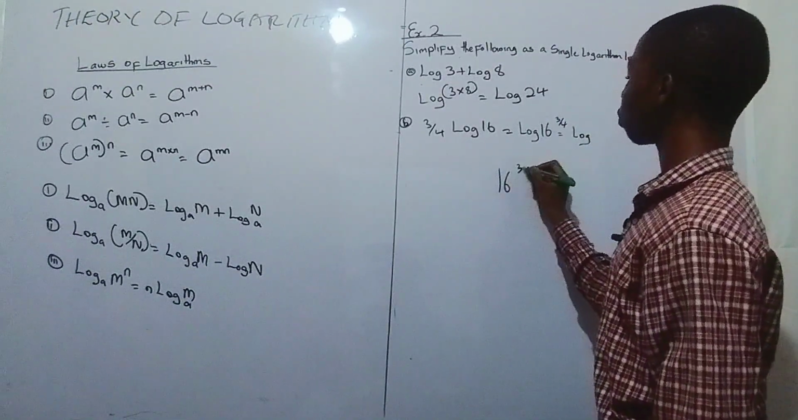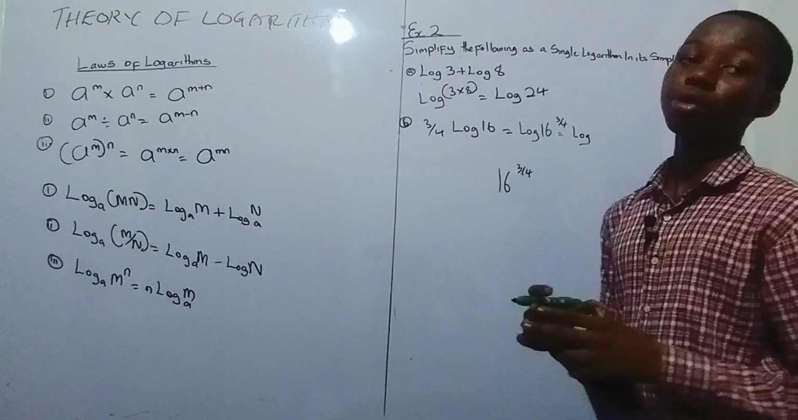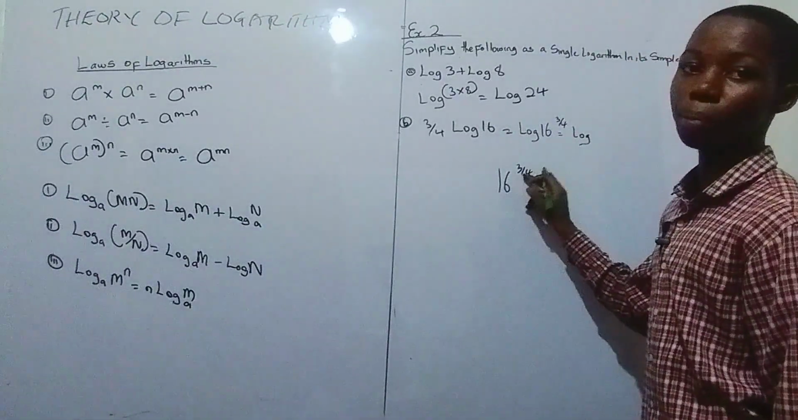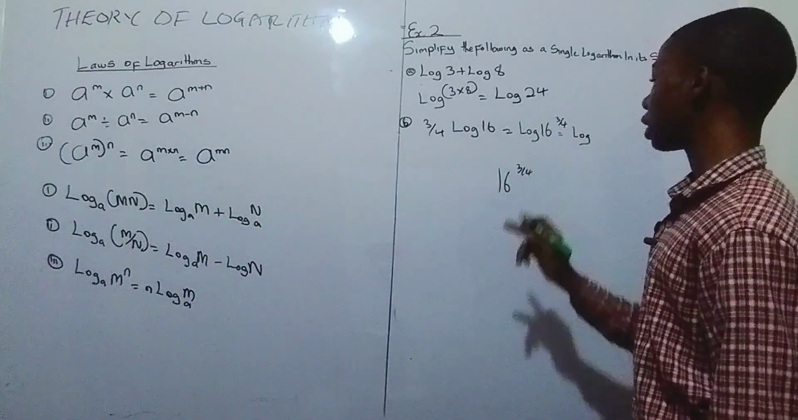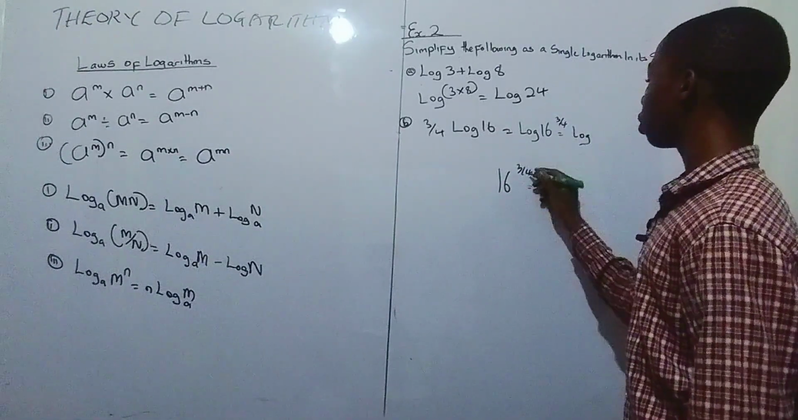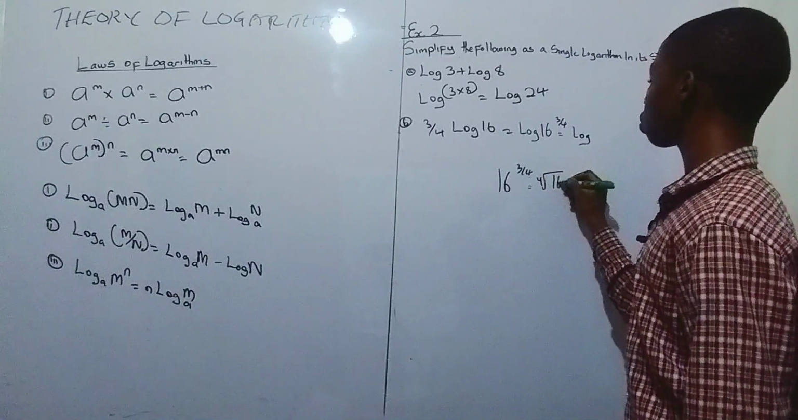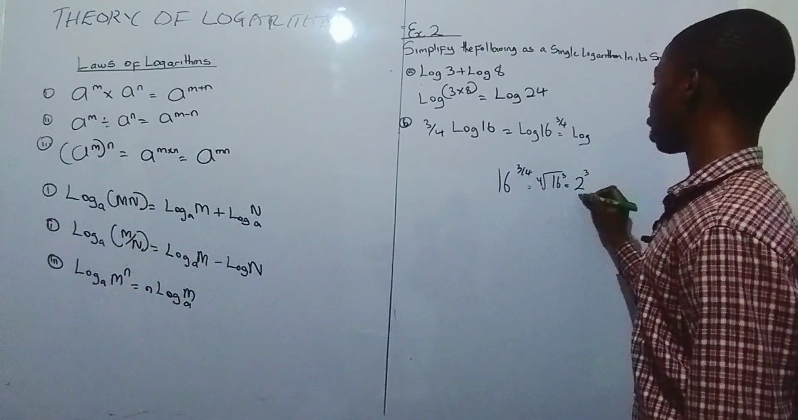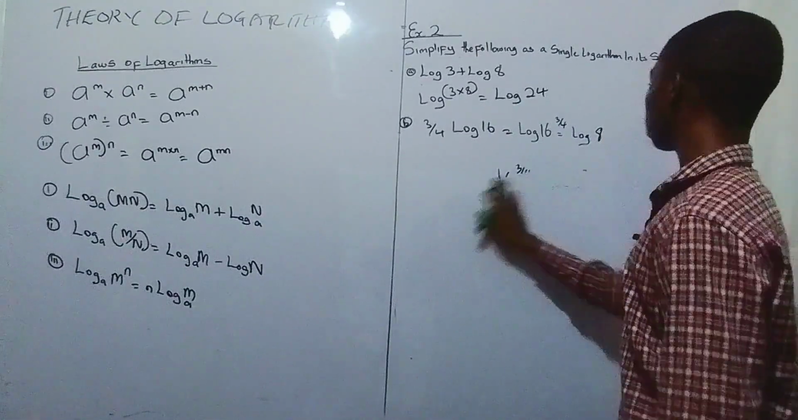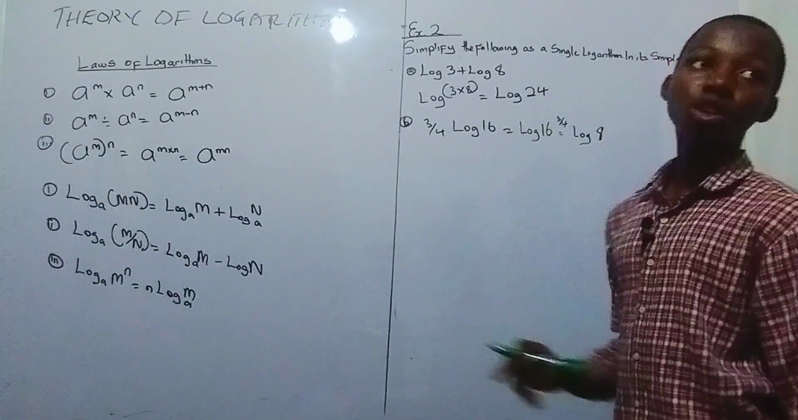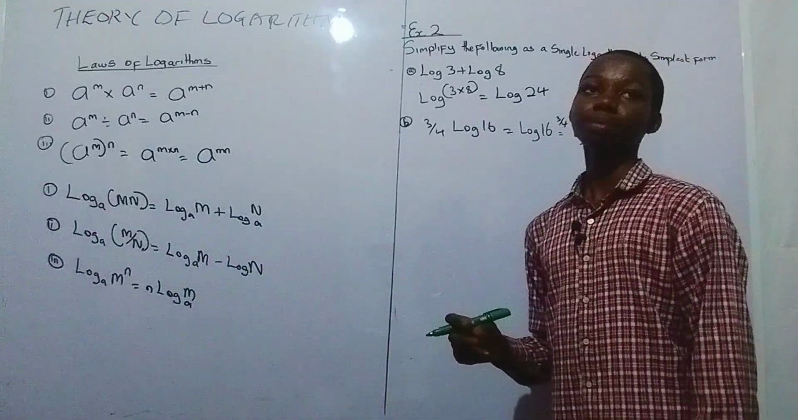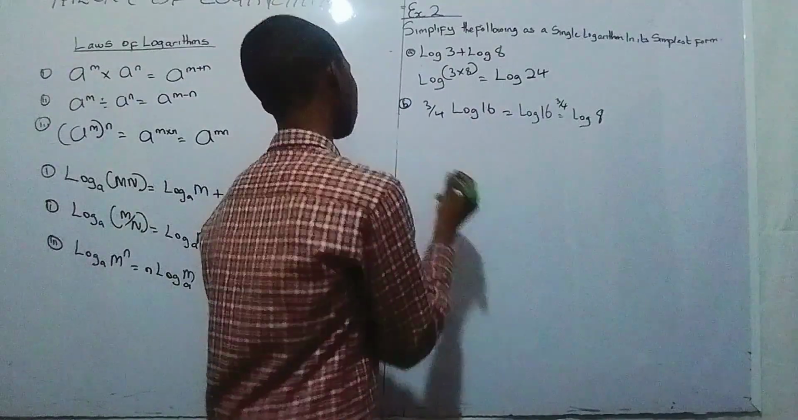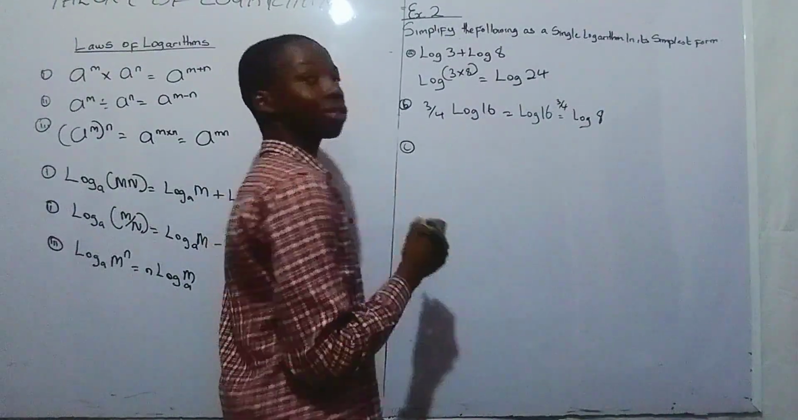That is log 16 raised to the power 3/4. When a number is raised to the power of a fraction, the denominator serves as the root while the numerator serves as the power. Alright, so we have 4th root 16 raised to the power 3. 4th root of 16 is 2 raised to the power 3, and 2 raised to the power 3 is what? 8. So the final answer to that is log 8. Alright, now to the C question.